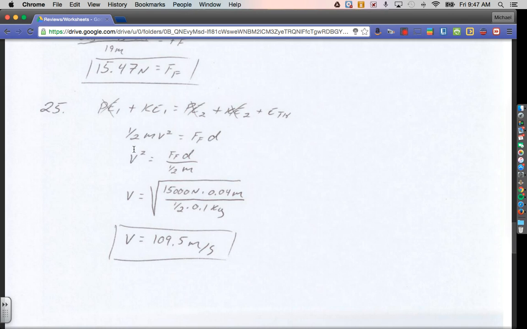Solving for velocity, I'm going to multiply by 2 or divide by 1/2, whichever your preference is. In this case, the 1/2 is in the denominator. And I'm going to divide by m as well. That's also in the denominator. Then I take the square root to get rid of the squared. And I get 15,000 newtons times 0.04 meters, all over 1/2 times 0.1 kilogram. Put that under your square root in your calculator, and you get that the bullet is moving with an initial speed of 109.4 meters per second.